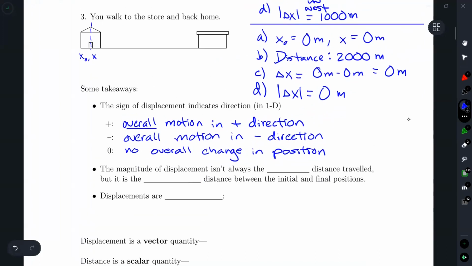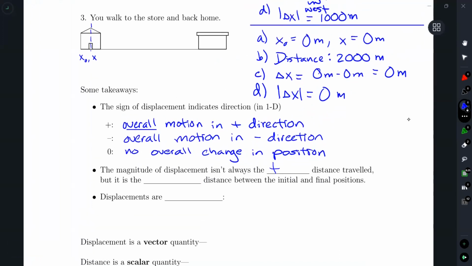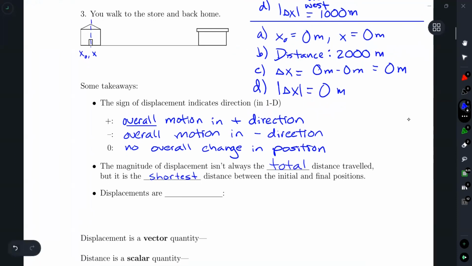We also saw that the magnitude of displacement is not always the total distance traveled in that last example. So the distance was 2,000 meters, our displacement magnitude was 0. It is related to distance in a specific way. It's the shortest distance you could travel between those 2 points. So the shortest distance between where I am right now and where I am right now is 0.